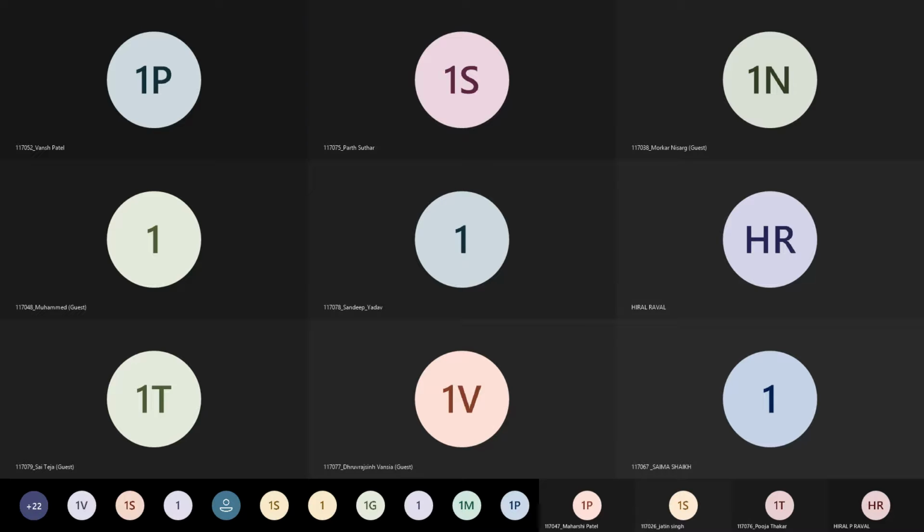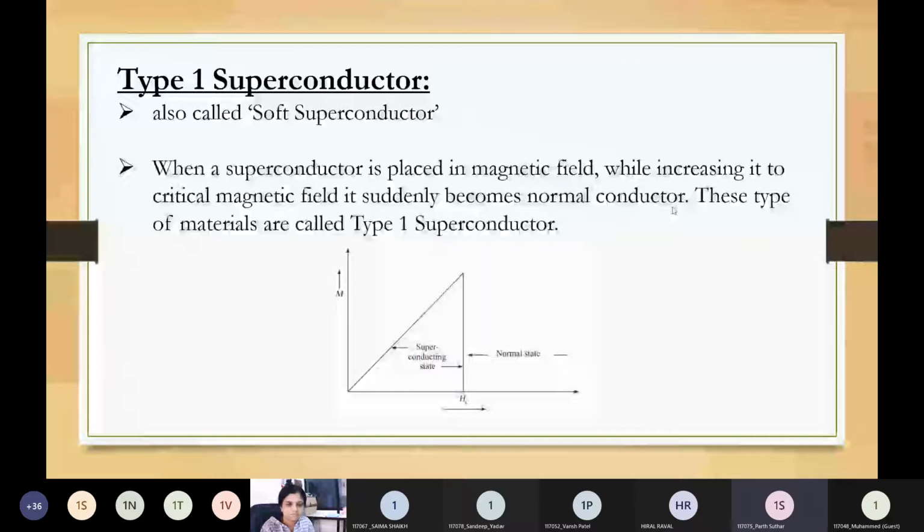Superconductor. When a superconductor is placed in a magnetic field while increasing it to the critical magnetic field, it suddenly becomes a normal conductor. This type of material is also called a type 1 superconductor. So if we understand it in a simple manner, let us assume one superconductor.